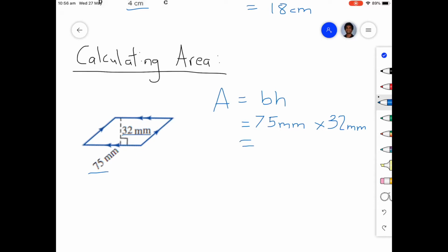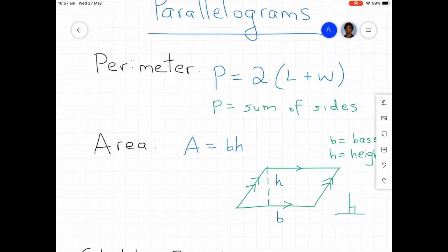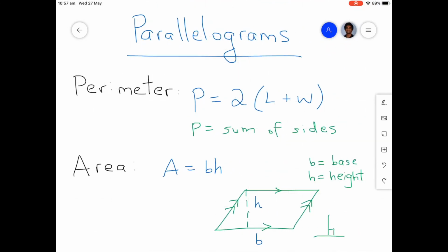So we have 75 millimeters times 32 millimeters, and when we calculate that, we'll find that our answer is 2,400 millimeters squared. So remembering once again, when we calculate area, our units are always going to be squared. So that is how you calculate the perimeter and the area of a parallelogram.